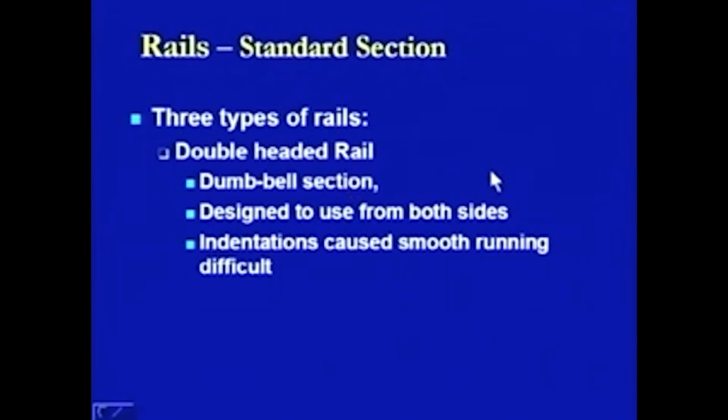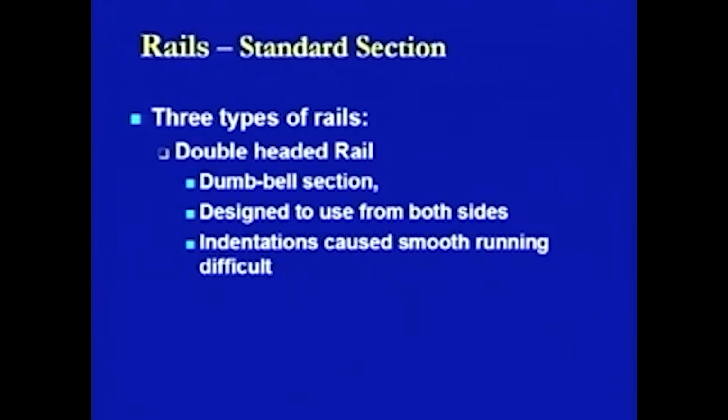Now, looking at the standard sections, what are the types of the sections which are available to us so that we can use them? There are three types of rail sections. One is the double headed rail section. This double headed rail section is also known as the dumbbell section. This is like the exercising equipment dumbbell, where there is a thinner section in the center which is held in the hand, and then there is a thicker section on both the sides which are same in nature. It means they are having the same sort of dimensions. So, it is designed to be used from both the sides.